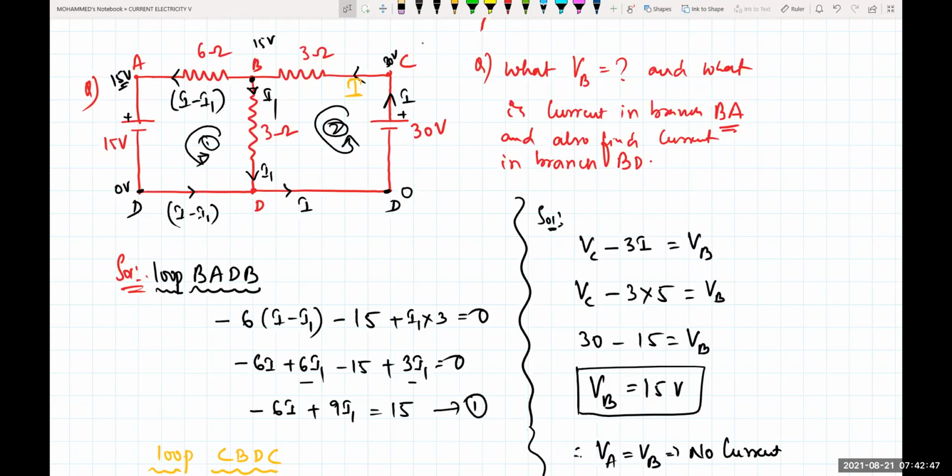Now see. From A, B to D, the current is I1. Then from D to D, there is no potential drop because it is 0. Then the negative terminal is 30 volts. Now see, take the loop: B to A to D, D to B. Okay? B, A, D, B.